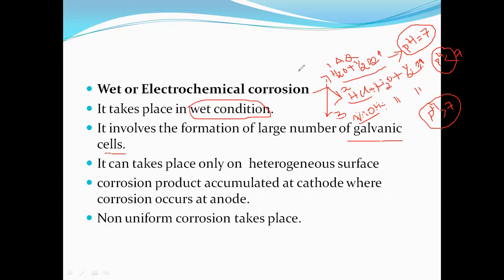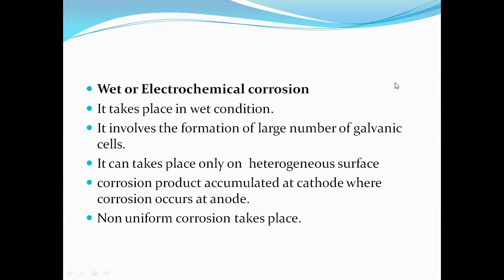You are taking the metal in the aqueous condition, the metal in the acidic condition, the metal in the basic condition. The metal in the aqueous condition, the metal in the HCl condition, the metal in the basic condition. Now tell me, the metal is known to be anode, and the solution medium is known to be cathode. So it is similar to that galvanic type of corrosion.